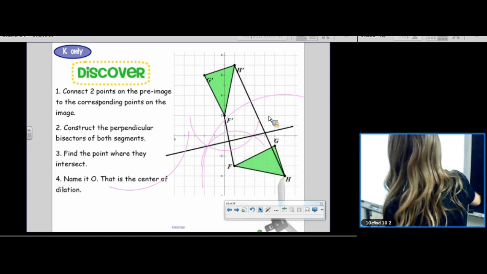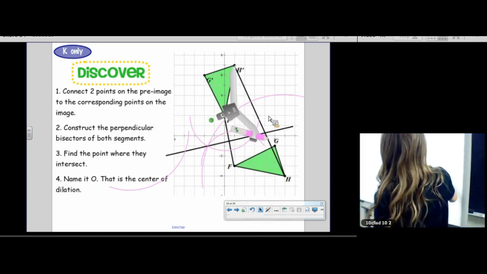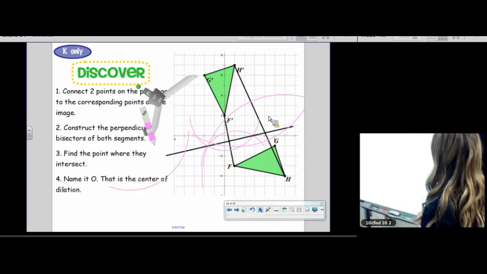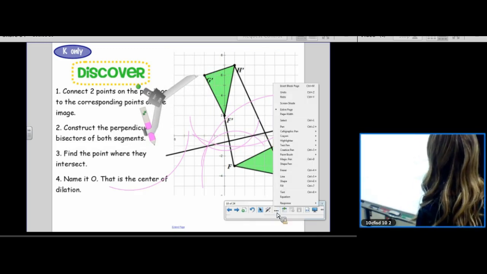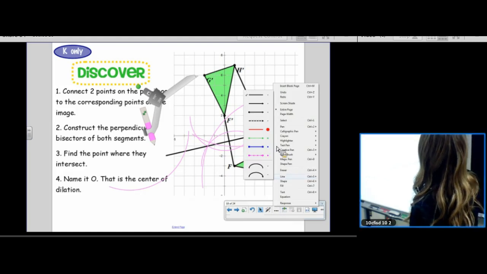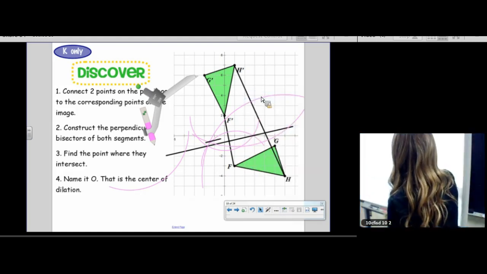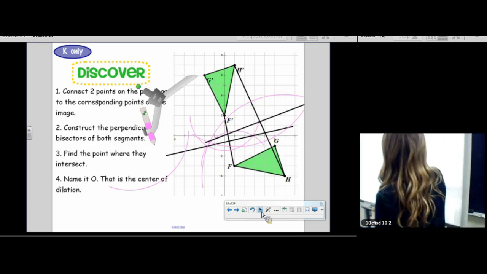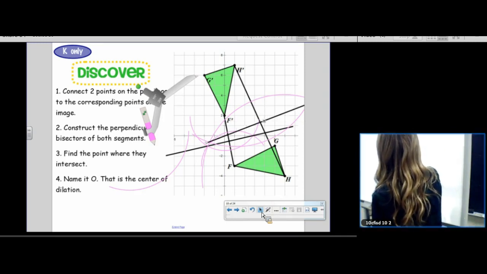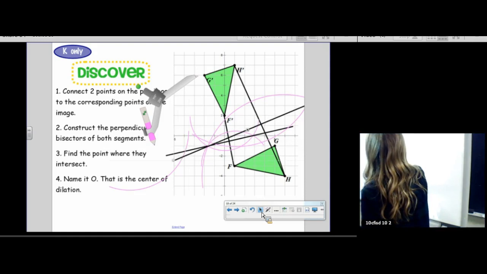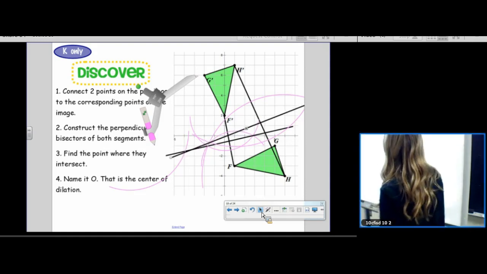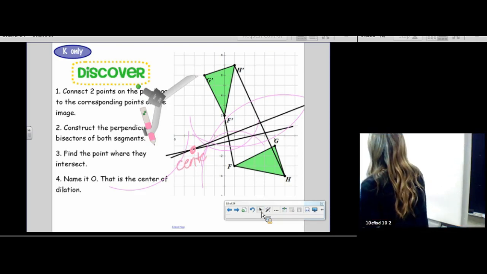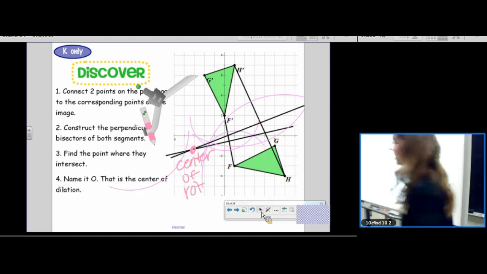You know what? Maybe we should omit this part. Oh, no. See how messy this is getting? So I'm going to pretend that that did not go off my screen. And I'm going to eyeball it once again. So I'm connecting these. And the point at which your perpendicular bisectors intersect, whatever that point is, that is the center of rotation.